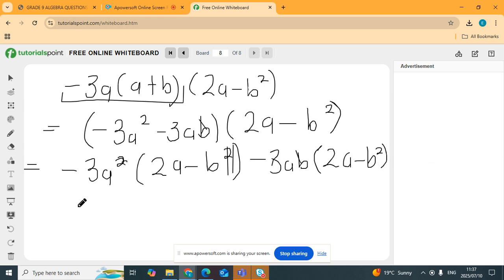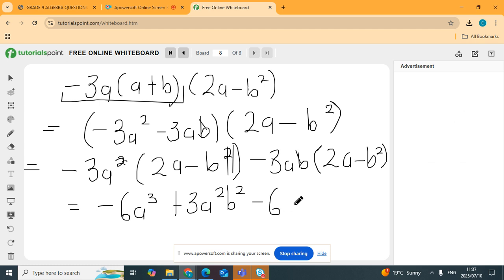Minus 3a squared times 2a gives you minus 6a cubed. Minus 3a squared multiplied by minus b squared gives you positive 3a squared b squared. Minus 3ab times 2a gives you minus 6a squared b. Minus 3ab times minus b squared gives you positive 3ab cubed.